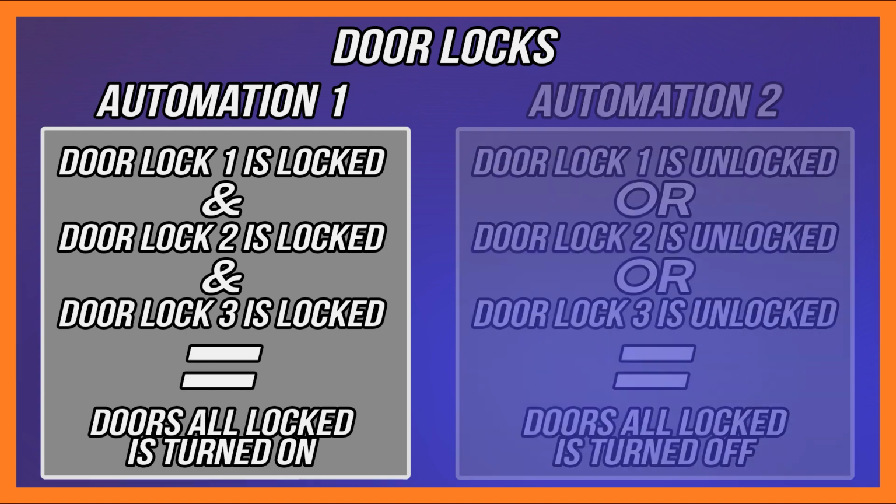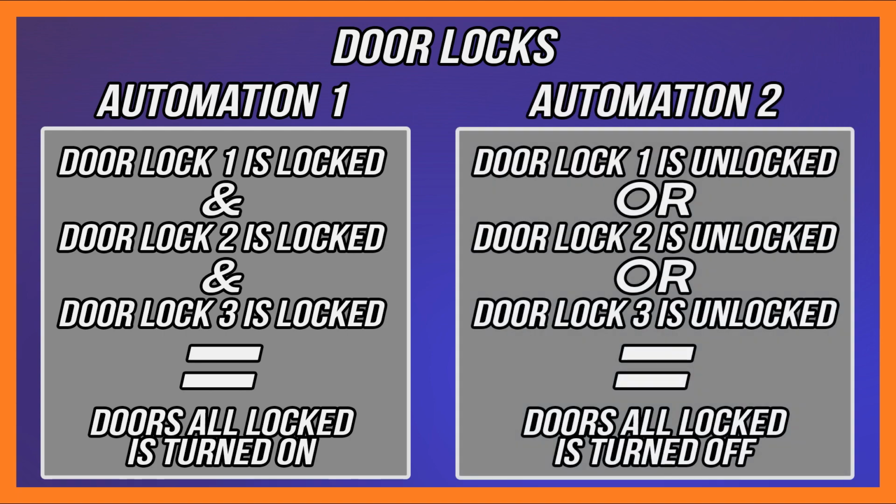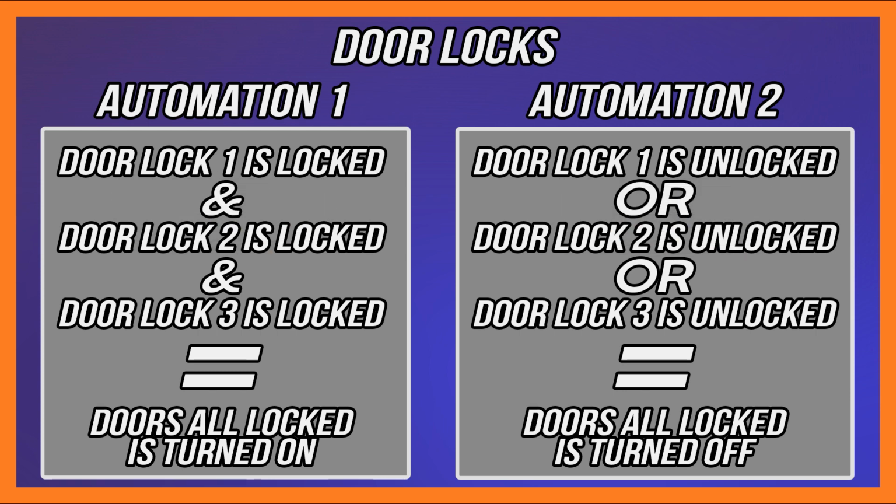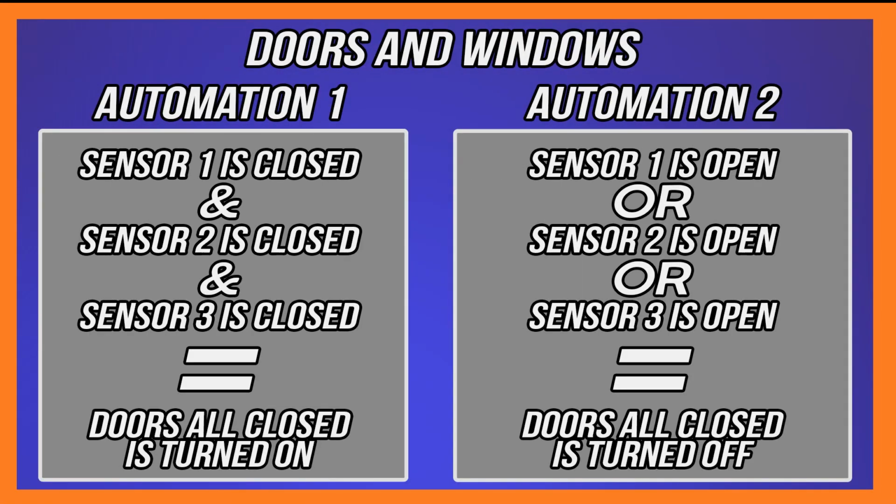Then you will create a second automation, and you'll notice the difference between the 2 automations is that the and sign is being used in automation 1 when we're turning on the status because we're saying all of these things have occurred. But in automation 2, if any of our door locks become unlocked, then we're turning off Doors All Locked.